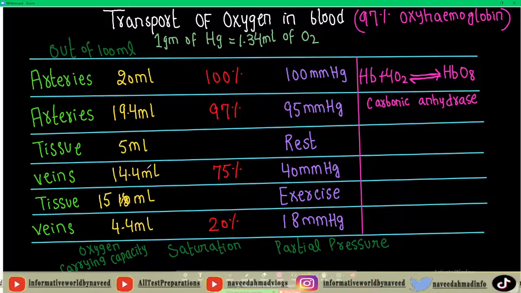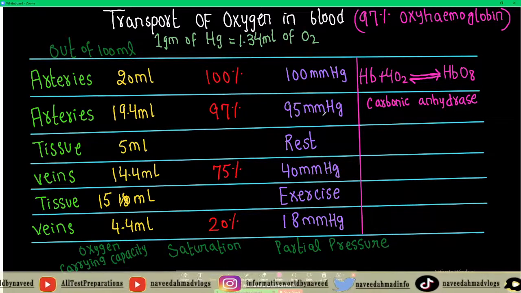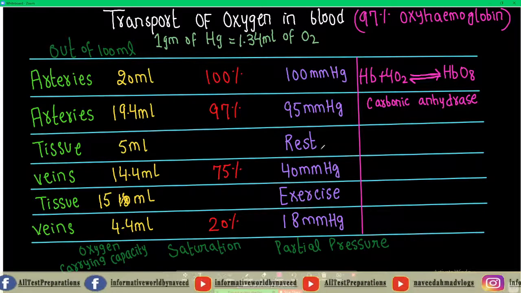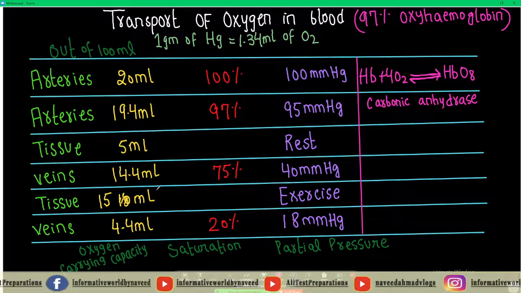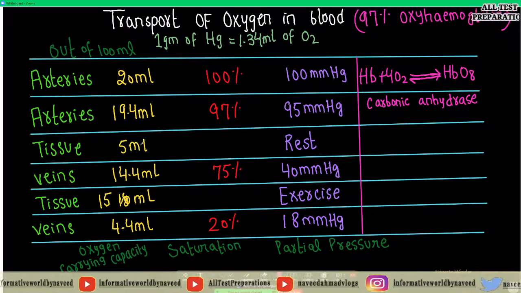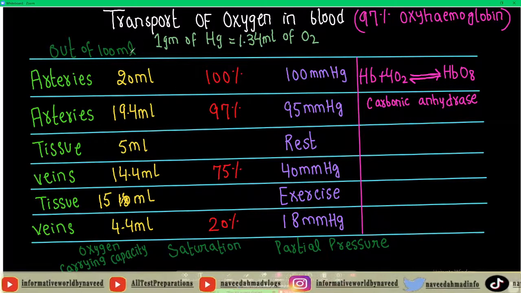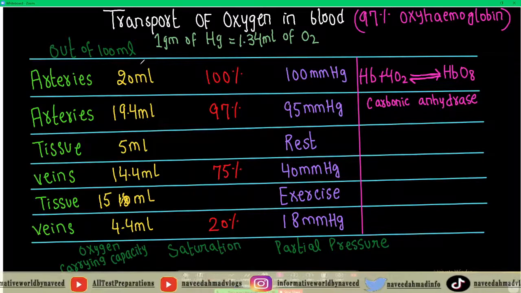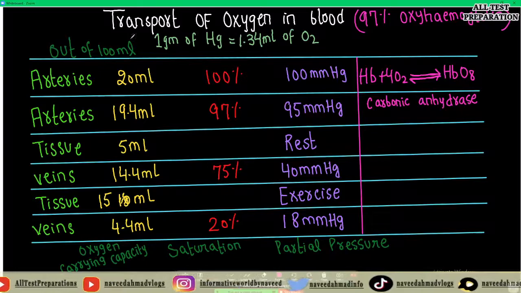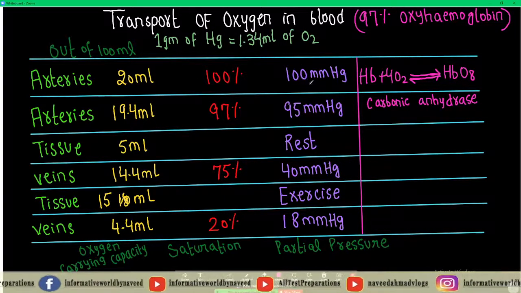Oxygen carrying capacity is also directly related to the partial pressure of oxygen. If the partial pressure is high, then the oxygen carrying capacity will also be high. If the partial pressure becomes low, then the oxygen carrying capacity of the blood decreases. We will discuss these calculations out of 100 ml of blood. The maximum oxygen carrying capacity of arteries is 20 ml out of 100 ml. At that time, the blood is 100% saturated, while the partial pressure is 100 millimeters of mercury.